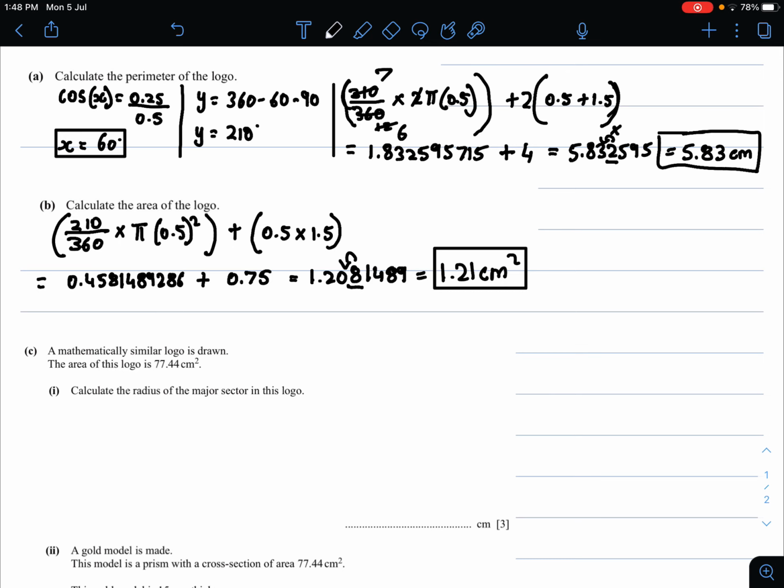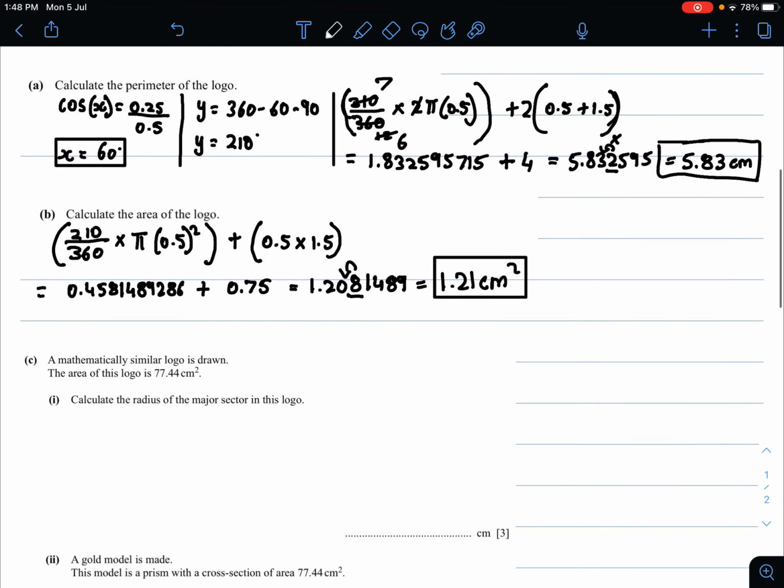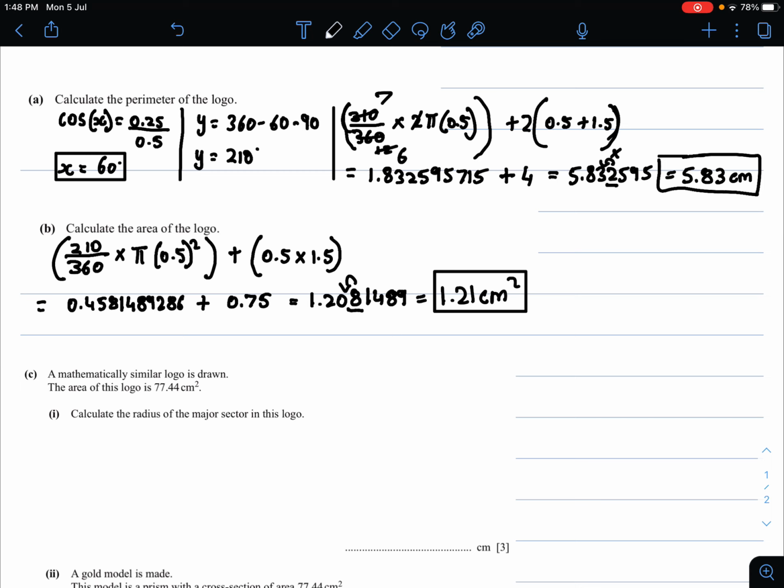So we know the radius of the original logo, and we know the area of the original logo as well. Since the two shapes are mathematically similar, there is a comparison method that can be used for area and volume. The only difference is when you are finding the volume, you have to cube the other information that is provided, so either the height or any other length.